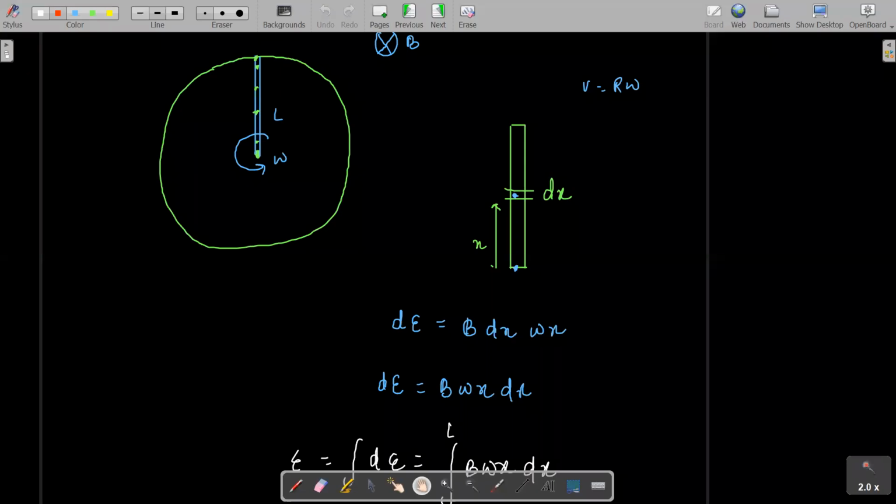Can you tell me which will be the positive terminal and which will be the negative terminal, students? This will be the positive terminal and this will be the negative terminal, because velocity is in this direction, and the value of V cross B will be downwards. So positive charge will accumulate here, negative charge will accumulate here. This will be the positive terminal and this will be the negative terminal of the EMF induced.